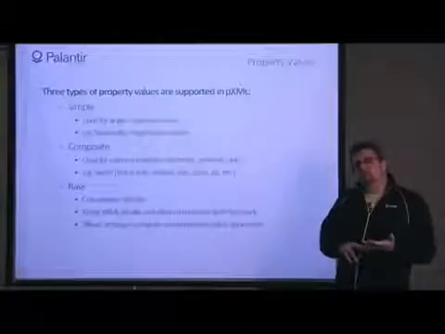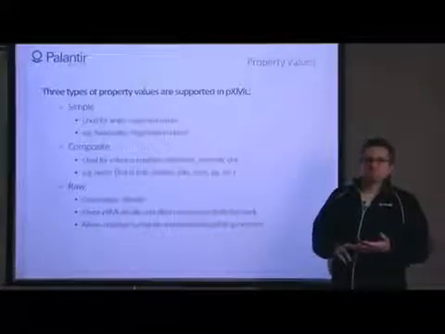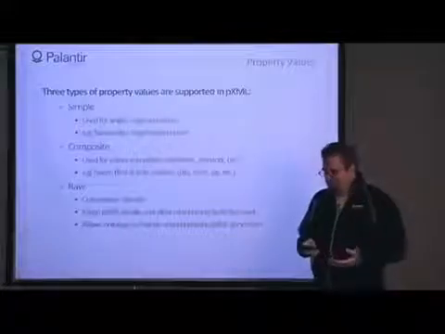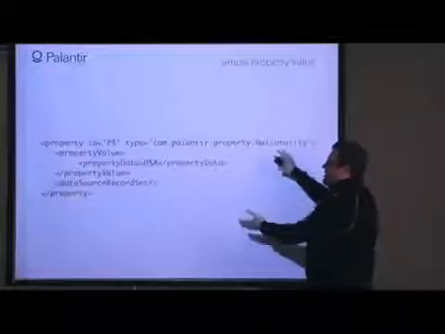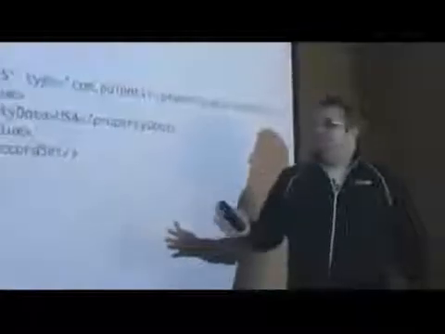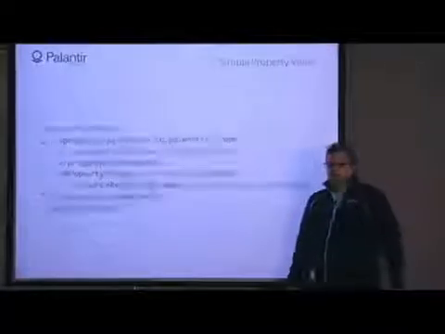This means you can change your ontology over time without having to change your PXML documents, and when you make changes to the way that you want to break up these formats, you do it in one place, which is in the ontology. Here we see the simple property value example. You have property, as we saw before, and the property inside the property value element is property data. And that's it. It's really that simple. There's a data source record set, which will tie this back, and there's a type URI which specifies what type this is. In this case, you can see nationality.